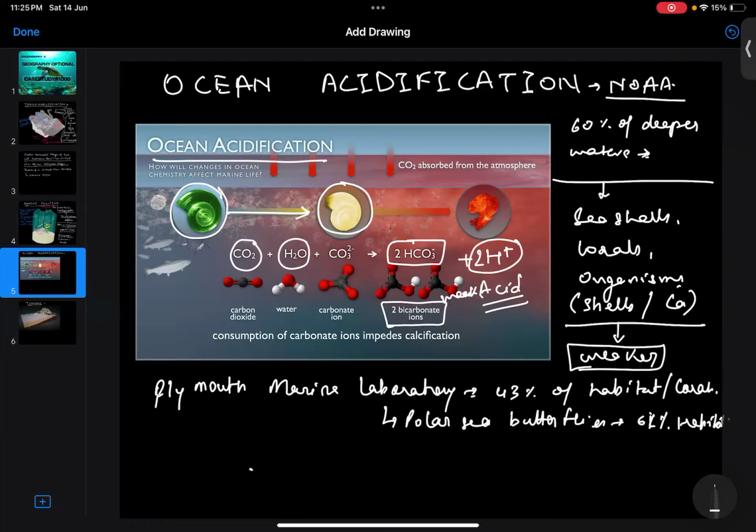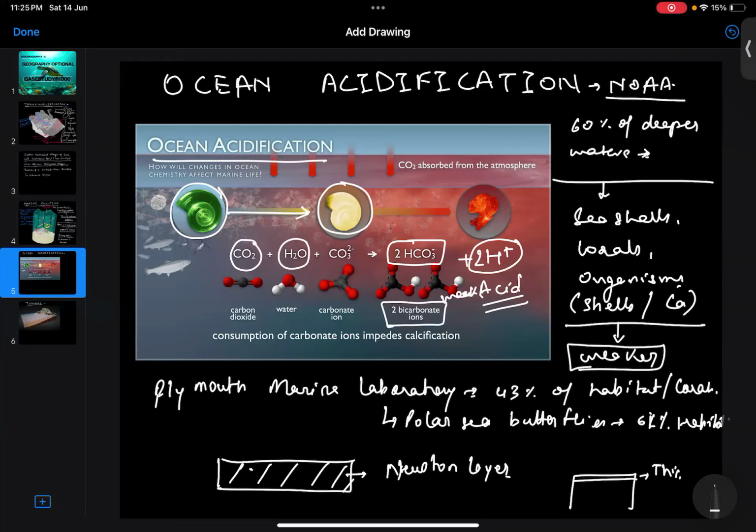In one of the previous topics, we have already seen that there is presence of the neuston layer. This layer is present over the ocean surface. It is a very thin layer, and this neuston layer is responsible for the ocean-atmosphere interaction. So it is quite important for us to see how the changes in the ocean characteristics are taking place because of the increase in carbon dioxide release into the atmosphere.